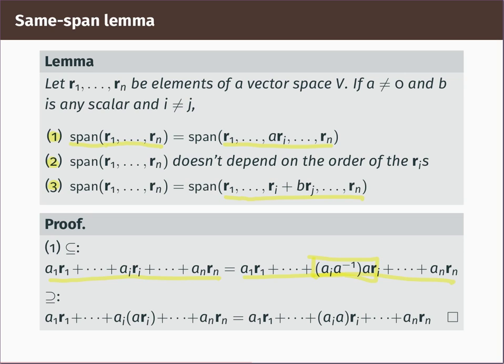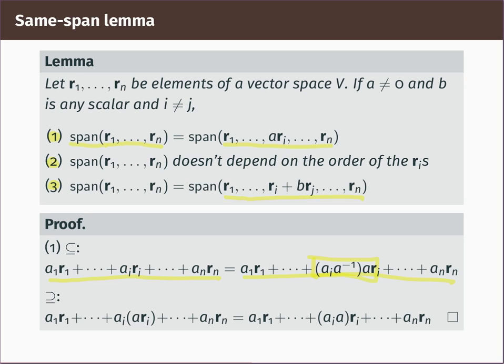But what you have on the right-hand side is visibly a linear combination of R1 up to Ri minus 1, and then a times Ri, and then up to Rn. So it's an element of the right-hand side, the span of R1 up to Ri minus 1, and then a times Ri, and then up to Rn. So we've shown that the left-hand side is contained in the right-hand side.